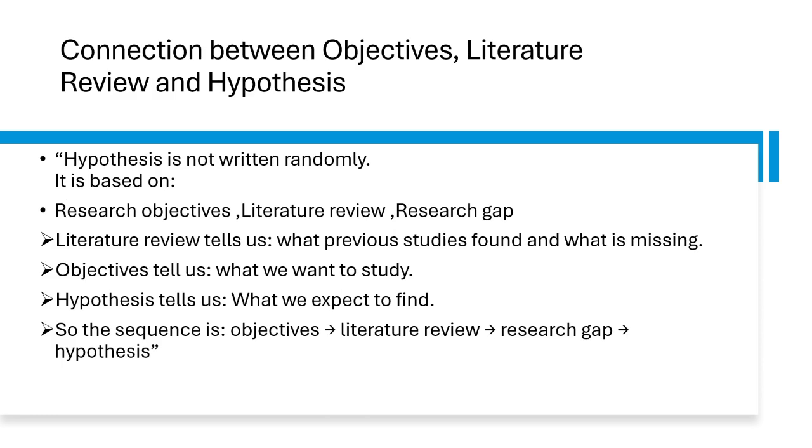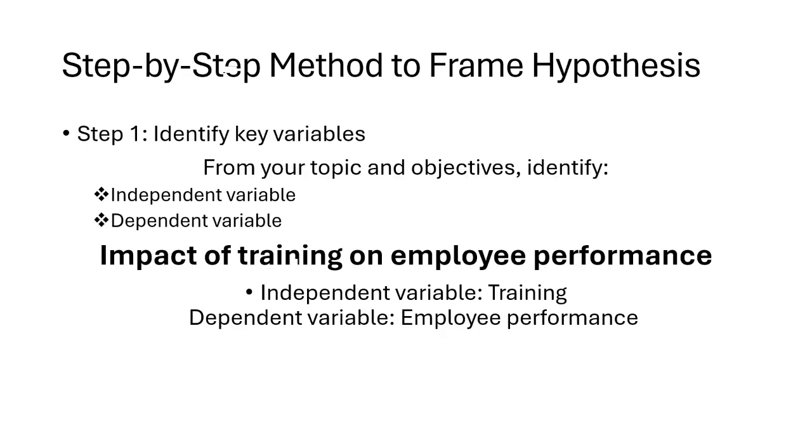Let's understand the connection between objectives, literature review and hypothesis. A hypothesis is not written randomly or casually. It is always based on objectives, literature review and research gap. The literature review tells us what previous studies found and what is missing. Objectives tell us what we want to study. The hypothesis tells us what we expect to find. So the sequence is: first define the objectives, do the literature review, find the gap, and then frame the hypothesis.